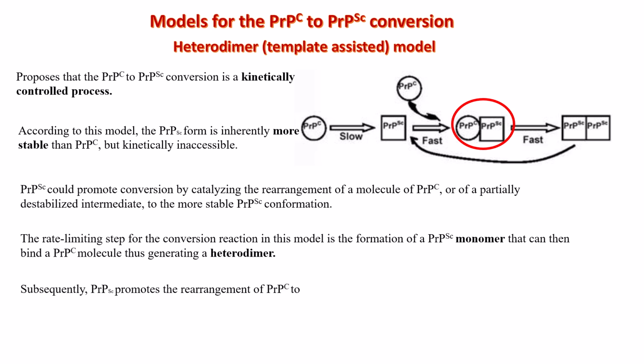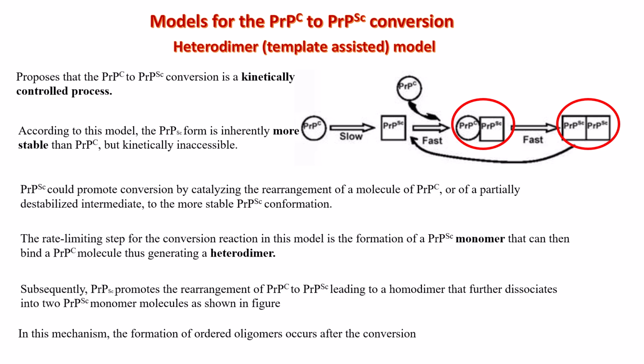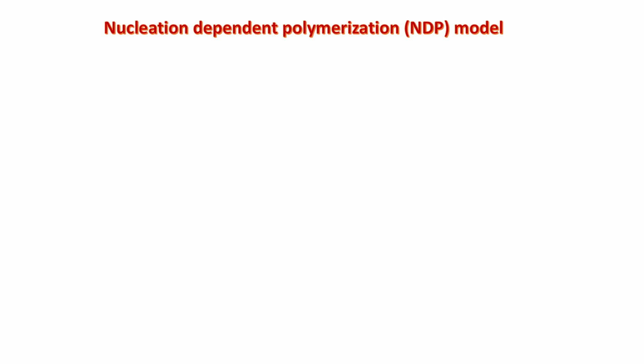Subsequently, PRP-SC promotes the rearrangement of PRP-C to PRP-SC, leading to a homodimer that further dissociates into two PRP-SC monomer molecules, as can be seen in the figure on your screen. In this mechanism, the formation of the ordered oligomers occurs after the conversion. The second model is the nucleation-dependent polymerization model.